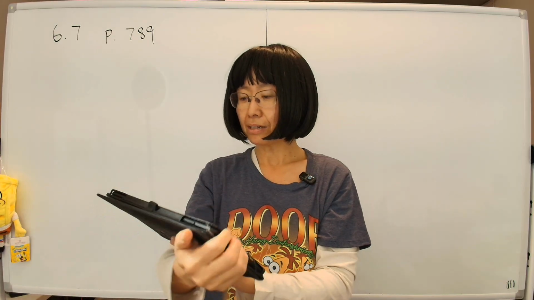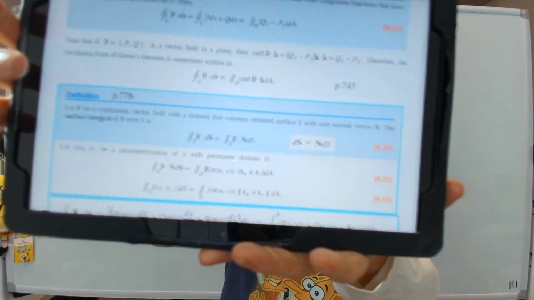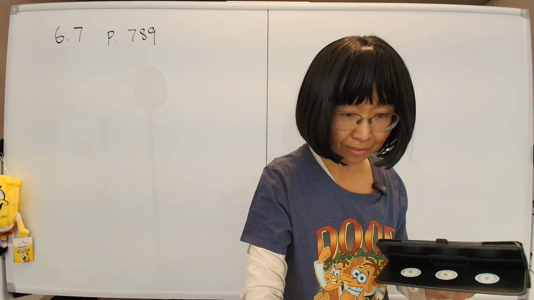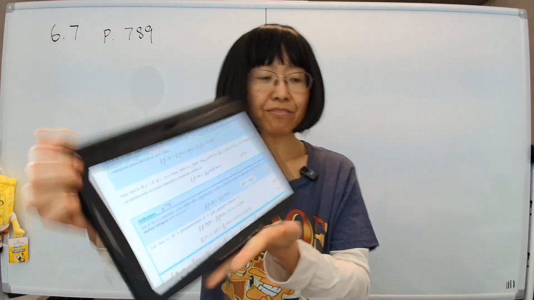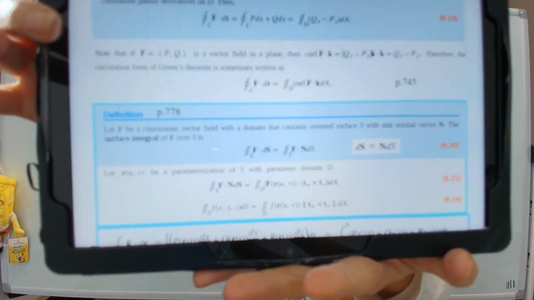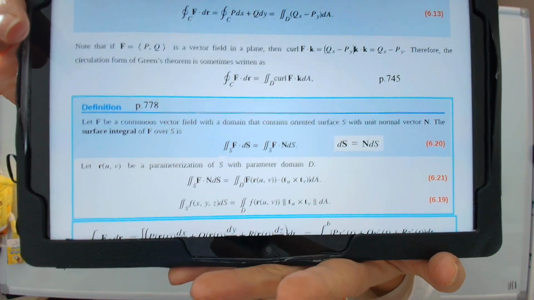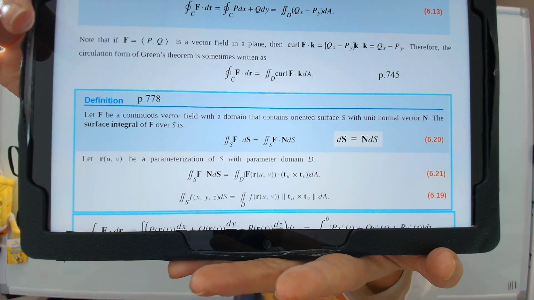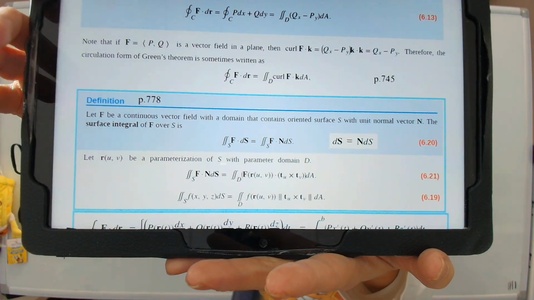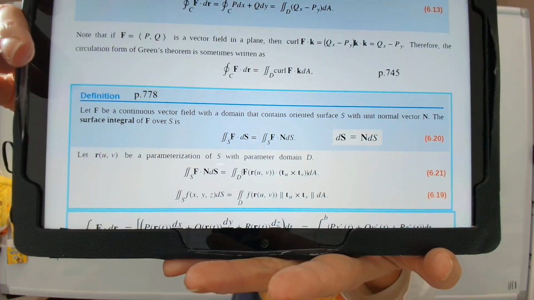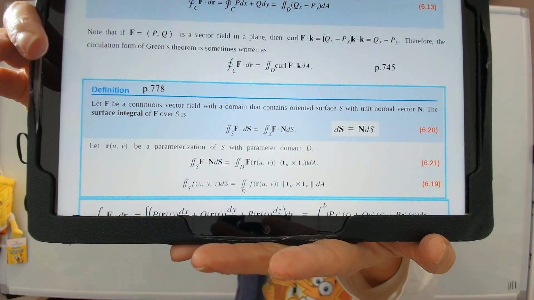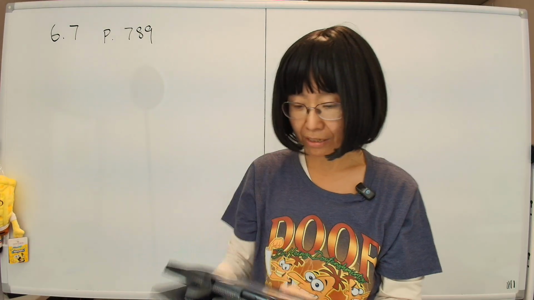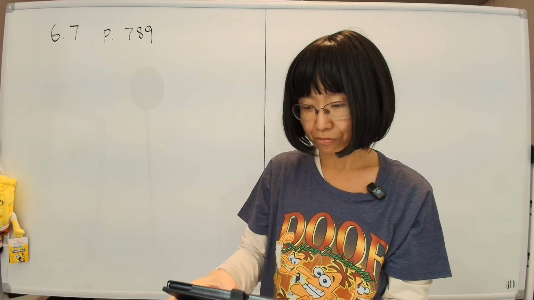Some quick information is that because of the way curl is defined, it just happens that curl F dot k is Q_x minus P_y, and therefore the integral in 2D of F dot dr can be written as the integral of curl F dot k dA. That's just a quick aside that we won't focus on that much.